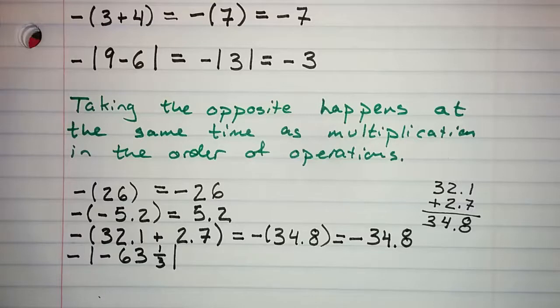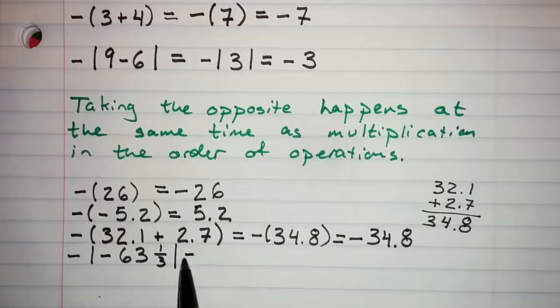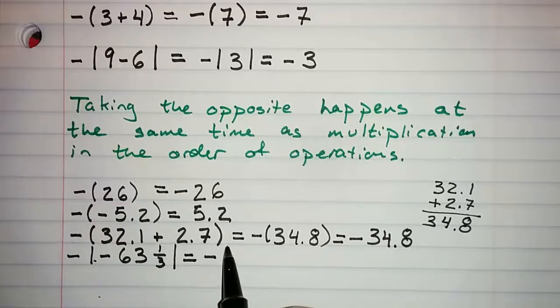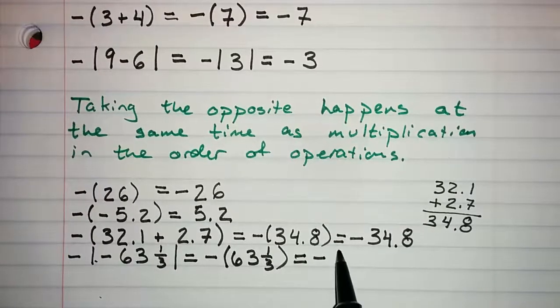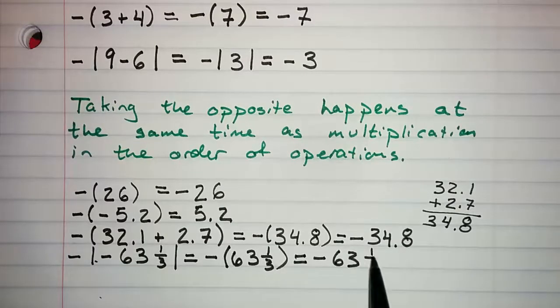And finally, the negative of the absolute value of negative 63 1/3. So this will be the opposite of, when I take the absolute value, I'm taking the positive version of 63 1/3. So this is going to be the opposite of positive 63 1/3. This is positive, so its opposite is negative. And that's all there is to it.